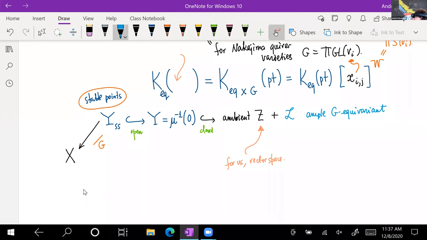And then you can give a definition in one line. X is the Proj of, you take sections of all powers of this line bundle.